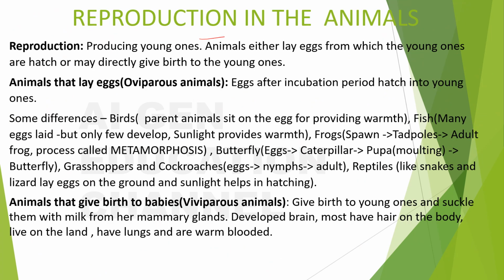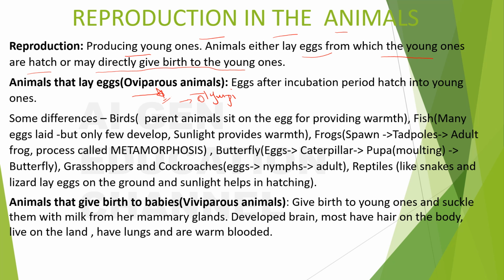Now, reproduction in the animals. So what is meant by reproduction? Reproduction means producing young ones. Animals either lay eggs from which the young ones are hatched, or may directly give birth to the young ones. Animals that lay eggs are called oviparous animals. This is very important. Oviparous animals.